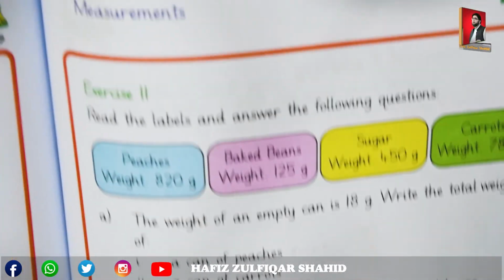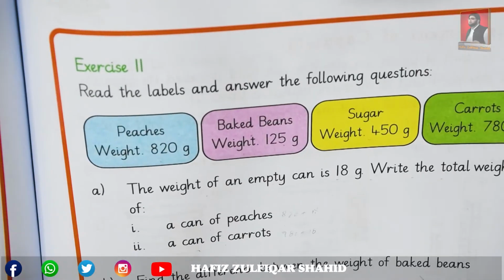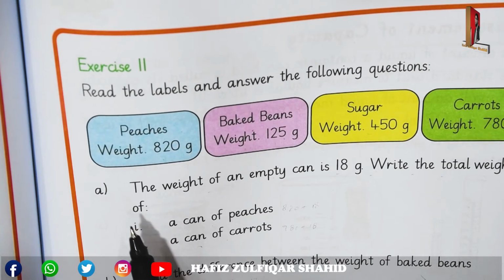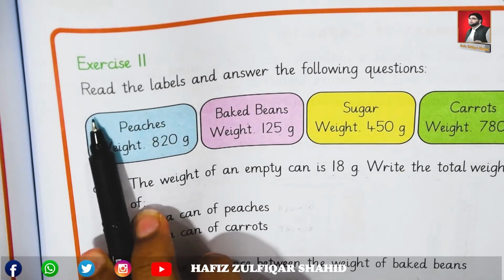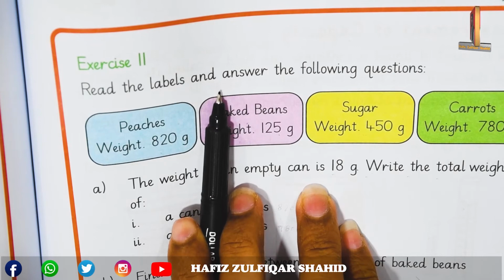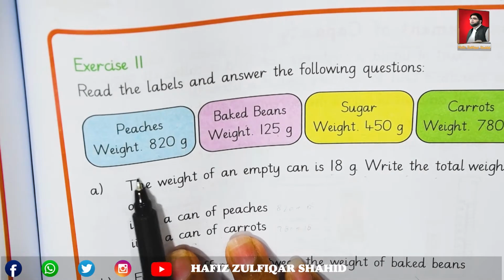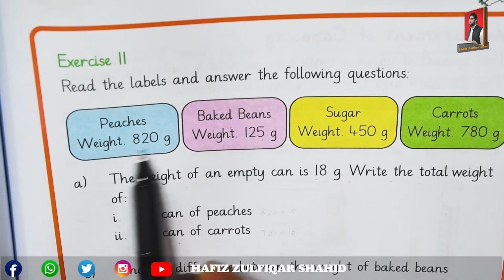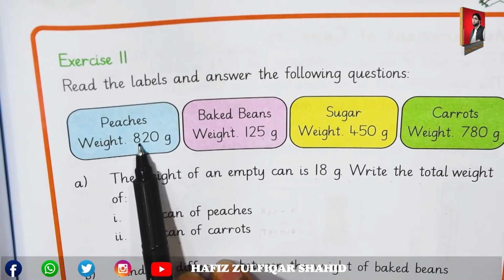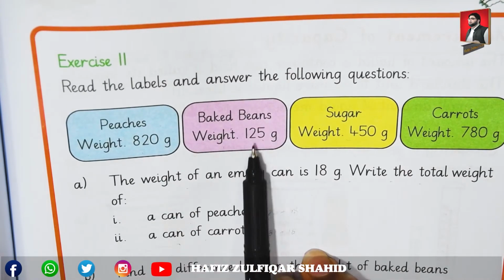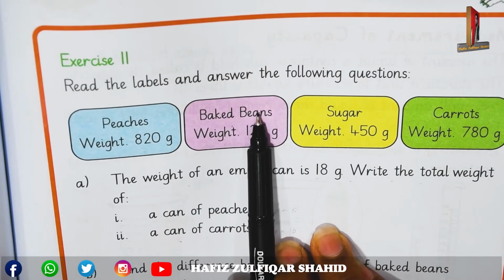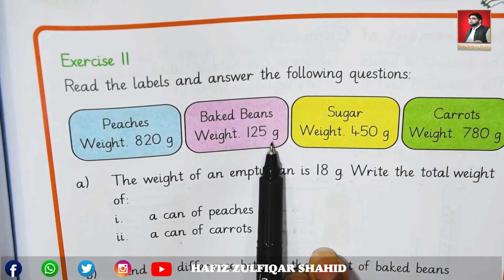Let's move to page number 74 with exercise 11. And there we have word problems. Read the labels and answer the following questions. These are labels. You can see in a loop there is written peaches weight with 820 gram. Next loop shows baked beans weight 125 gram.